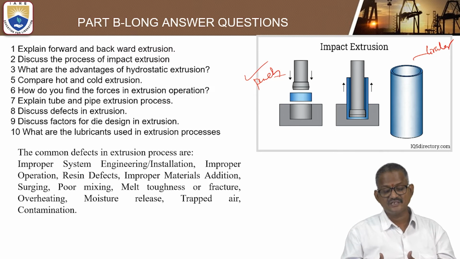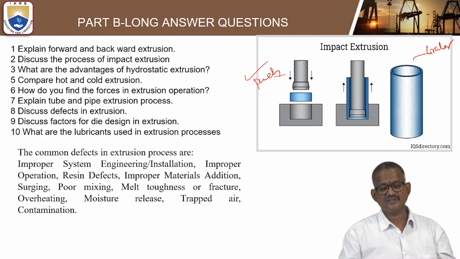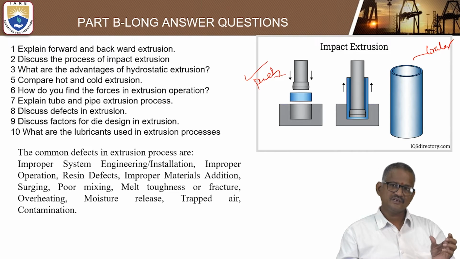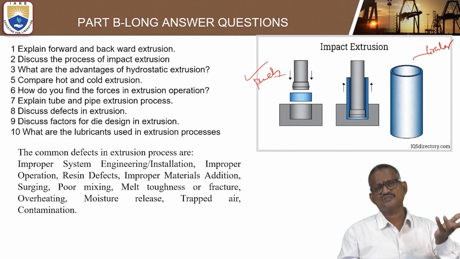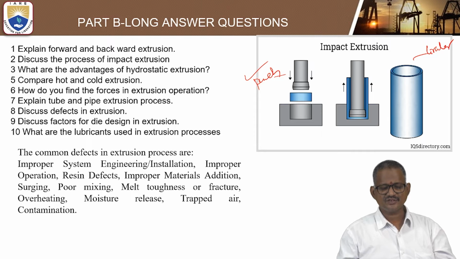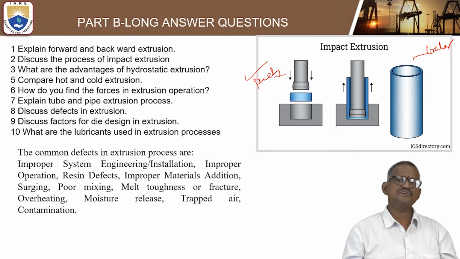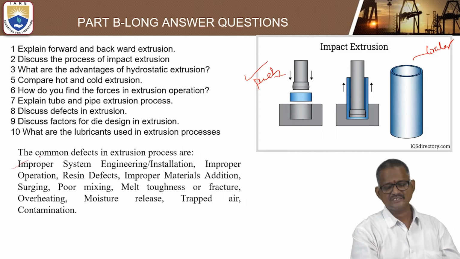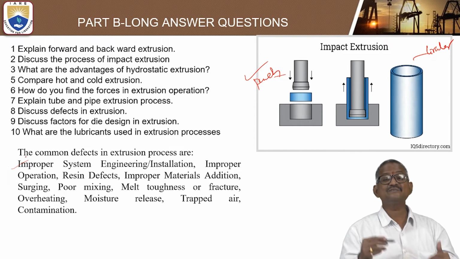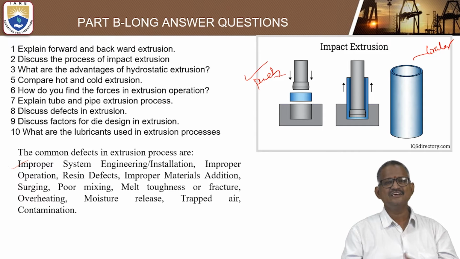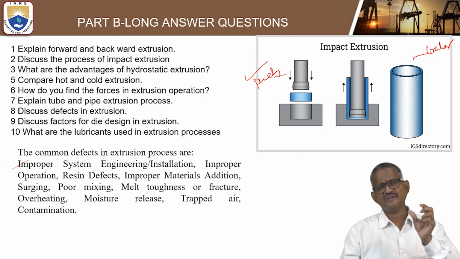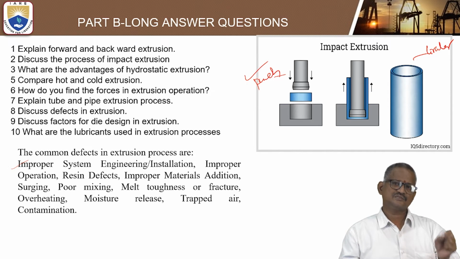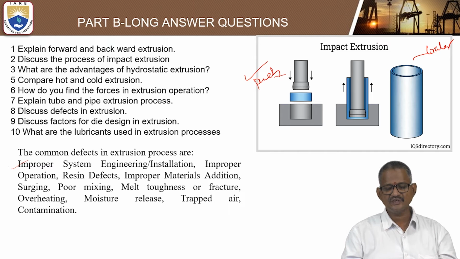What are the defects? For the extrusion process, whether it may be direct or indirect, or hot and cold extrusion, or even impact extrusion, the common defects you can find are improper system engineering or installation, so that is a defect. And improper operation: you should operate effectively, and follow the rules and regulations for that machine.